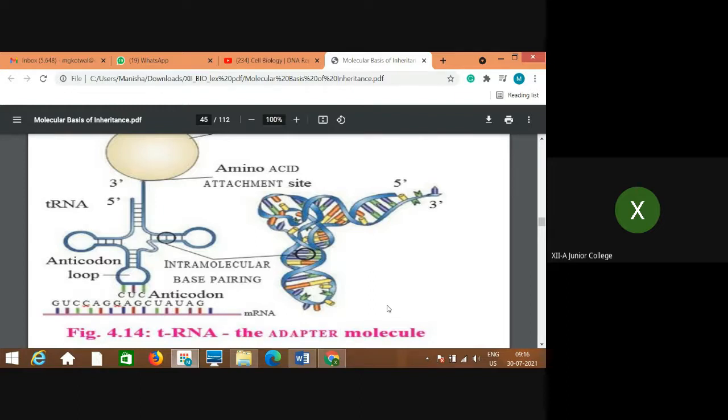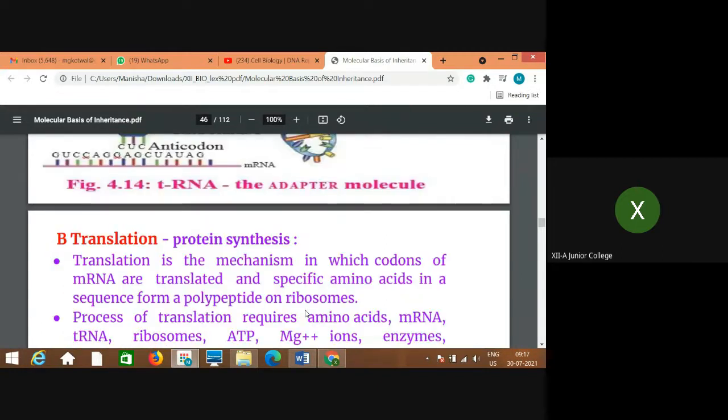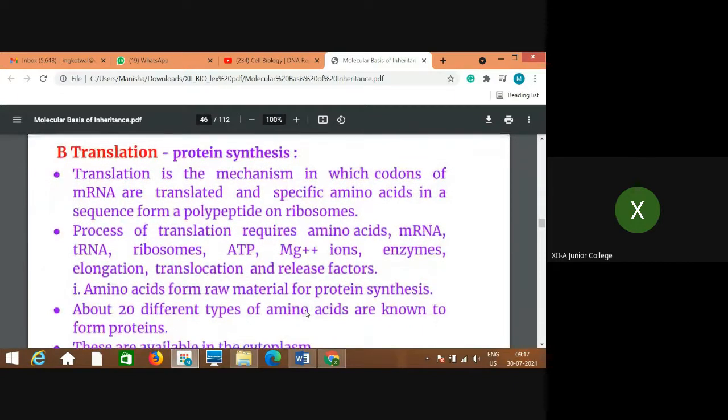Once you have understood the structure of mRNA and tRNA, we'll move to the actual process of translation. Translation is the mechanism in which codons of mRNA are translated and specific amino acids, in a sequence, form a polypeptide on ribosomes. Yesterday I told you what a polypeptide is. Poly means many; peptide bonds are formed between the amino acids, forming a chain of amino acids, and that is nothing but protein.